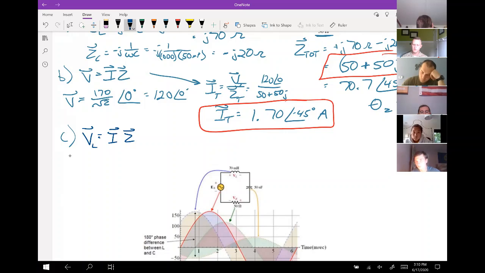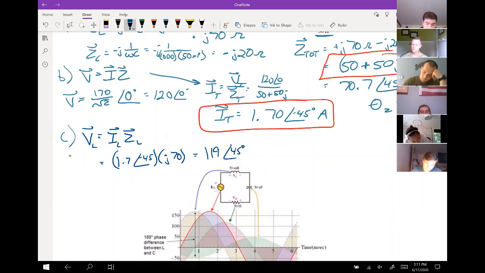So the voltage of the inductor, the current going through the inductor, times the Z of the inductor. The current, 1.7 angle negative 45. The Z of the inductor is just J70. If you wanted to write 70 angle positive 90, that would also be correct. I just find writing J's faster than writing angle 90. So this comes out to 119 angle 45 degrees volts.